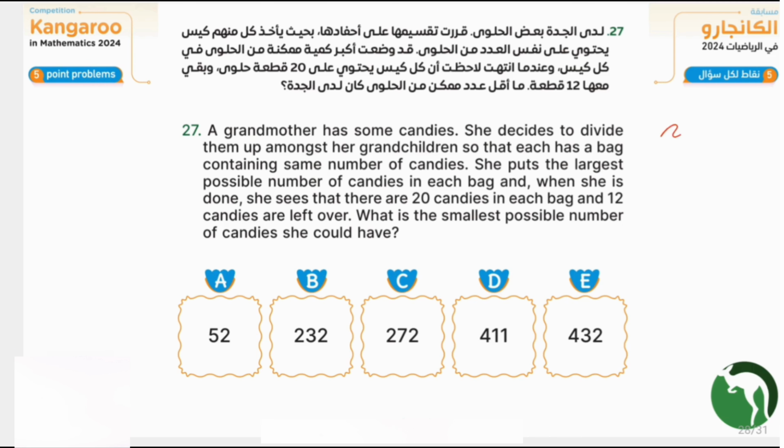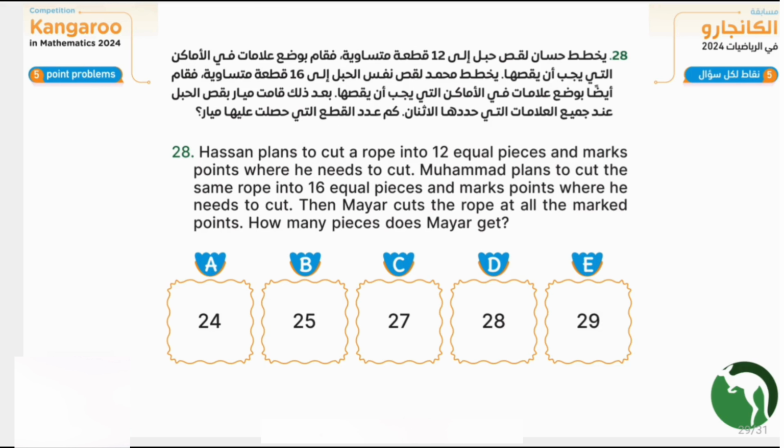So we will take 13 as the number of the bags. Each bag we have 20. So if we multiply 13 by 20, we will obtain 260. And we have the 12 that is still with the grandmother, and if we add these two we will obtain 272, and C is the correct answer.